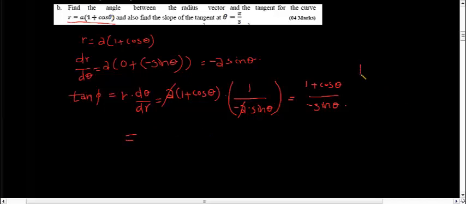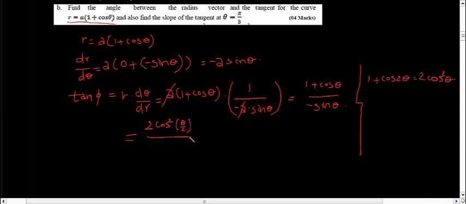In 11th standard or 12th standard, you might have come across this identity: 1 plus cos 2 theta is equal to 2 cos squared theta. Let us make use of this identity. Here it is 1 plus cos theta. Instead of 2 theta, it is theta. So this becomes 2 cos squared theta by 2. Let me just write it here. 2 cos squared theta by 2.